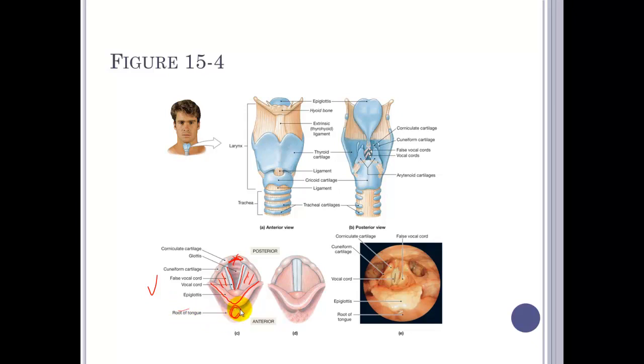Root of the tongue, corniculate cartilage, which would be their top margins, as you would be looking for, and this is considered the glottis, or the opening. And these are actual pictures of it. Cartilage, epiglottis, false vocal cord, true vocal cord, root of the tongue.